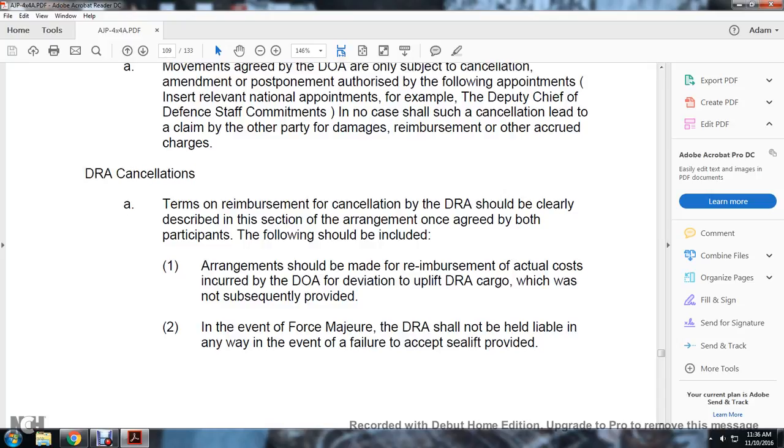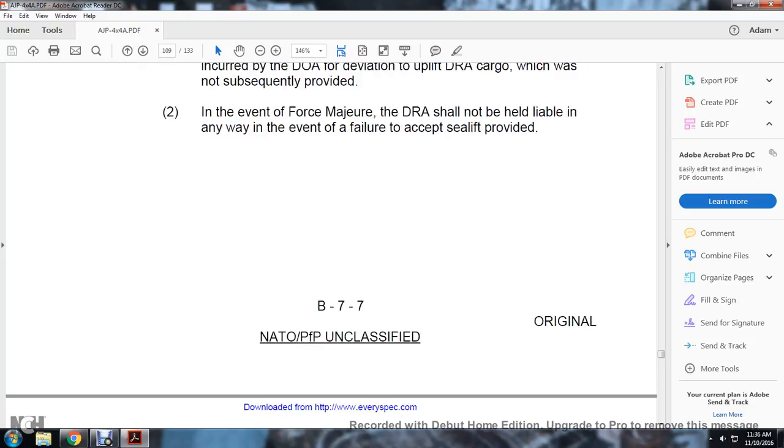The cancellation terms and reimbursement for cancellation by the designated requesting authority should be clearly described in the section 1 arrangement agreed above. Both participants should be included. Arrangements should be made for reimbursement of the actual costs incurred by the defense operating authority for uploading DRA cargo which was subsequently not provided. In the event of force majeure, the designated requesting authority should not be held liable in any way in the event of failure to accept the sealift.